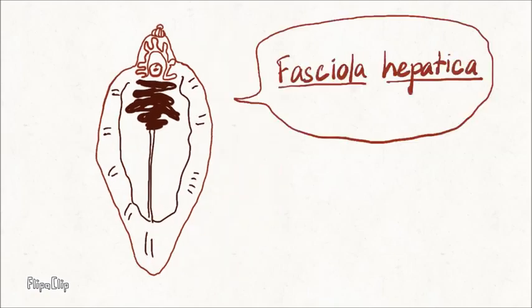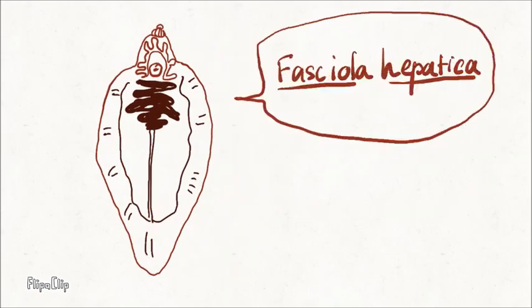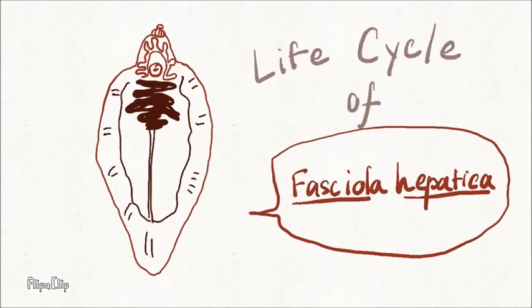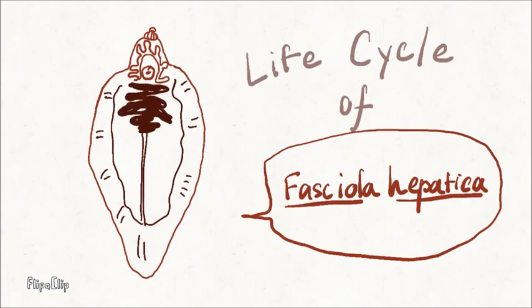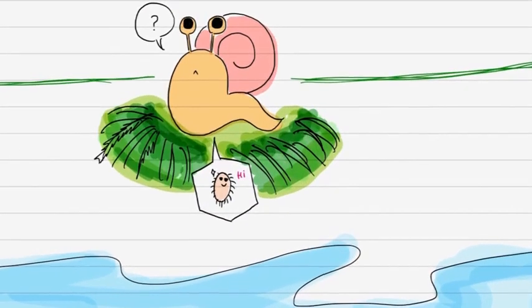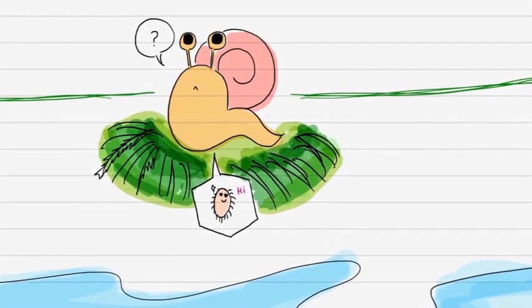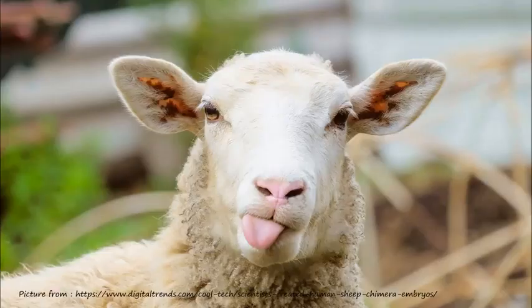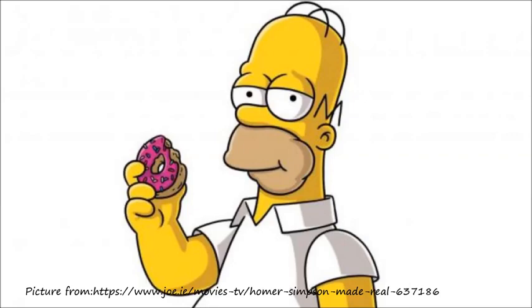Fasciola hepatica, or common liver fluke, is a parasitic trematode which infects two or more alternative hosts. The life cycle of Fasciola hepatica goes through the intermediate host, which is a snail, and then completes its life cycle as an adult worm in the definitive hosts, which are sheep, cattle, and also human.